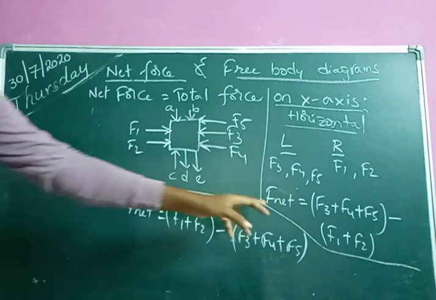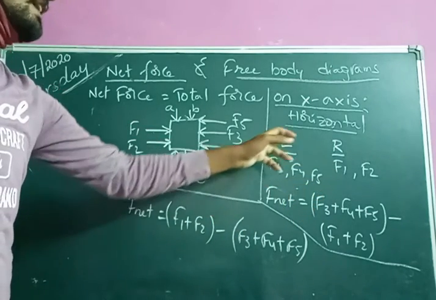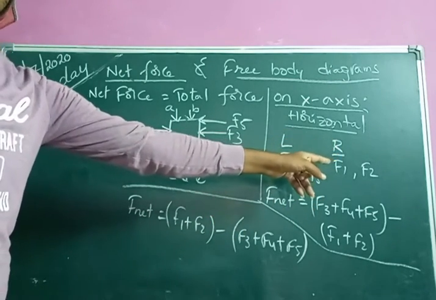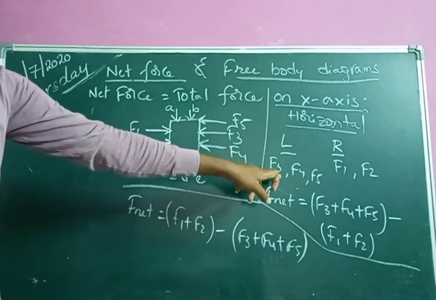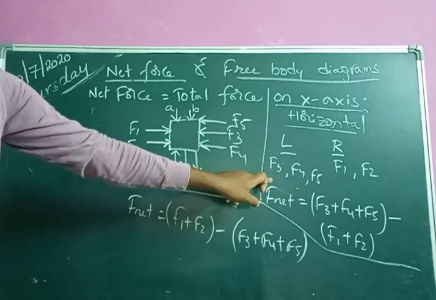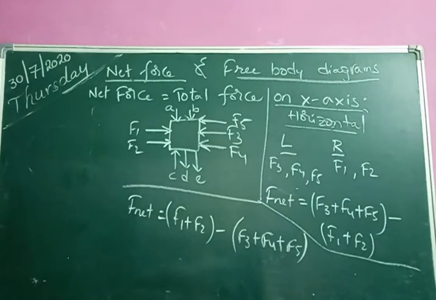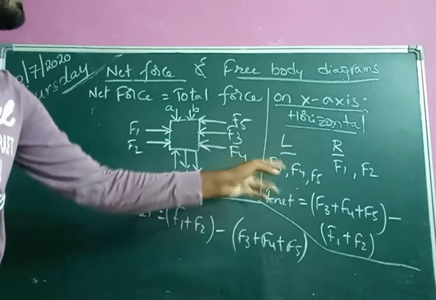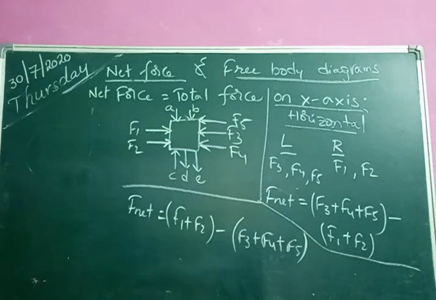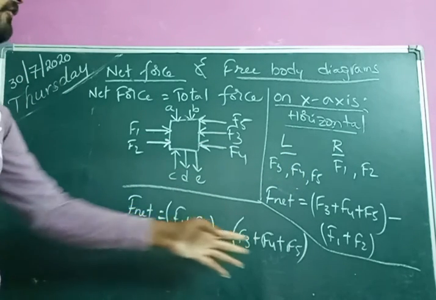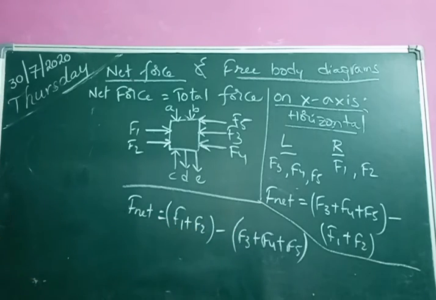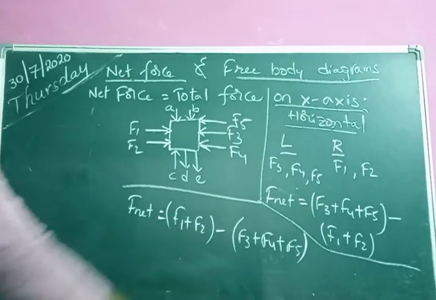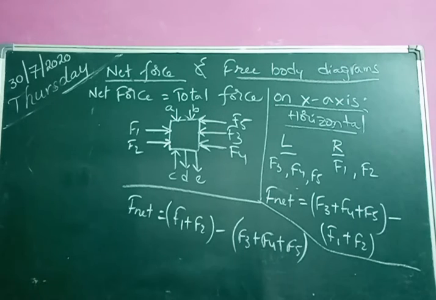Case 1, if left hand side forces are greater than right hand side, we have to subtract, sum of left hand forces minus sum of right hand forces. Or if right hand forces are greater than left hand side forces, then we have to subtract the left hand side from the right hand side. That means sum of right hand side forces minus sum of left hand side forces. In this way we can find out the net force in horizontal direction.